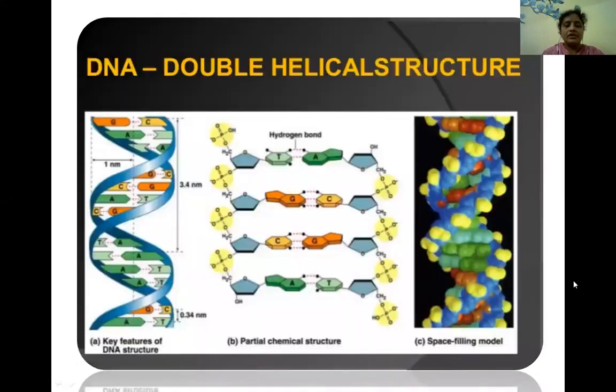The double helix structure of DNA has two strands, which are anti-parallel and have opposite orientations. One strand runs from 5 prime to 3 prime. The other strand runs from 3 prime to 5 prime. The head of one strand will be close to the tail of the other strand.